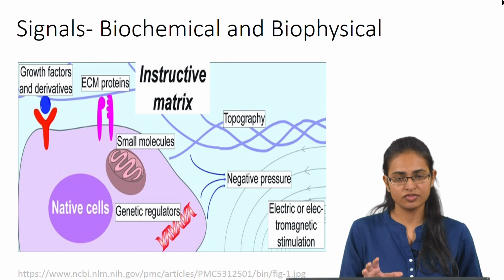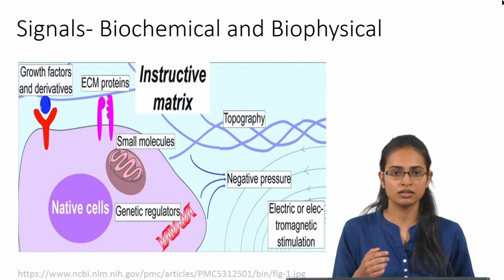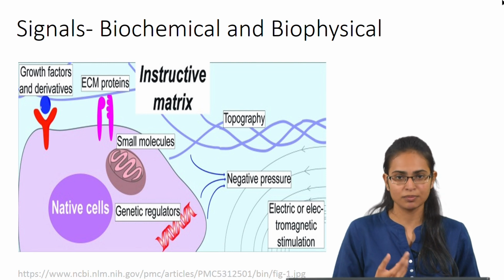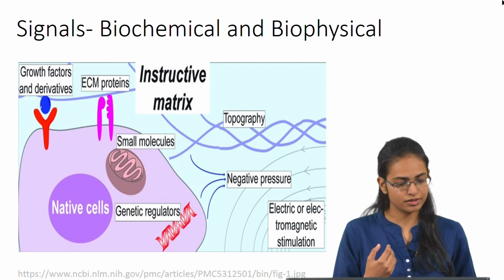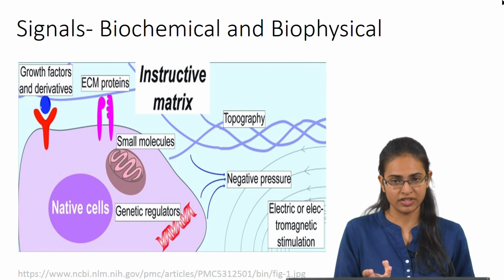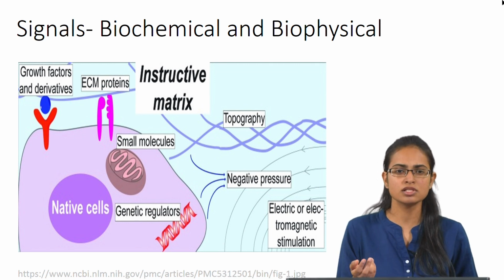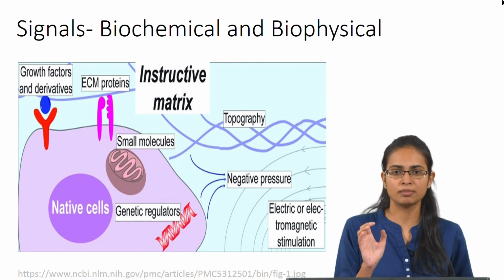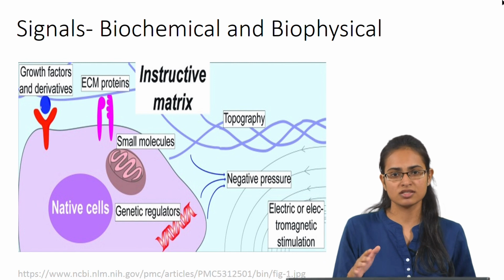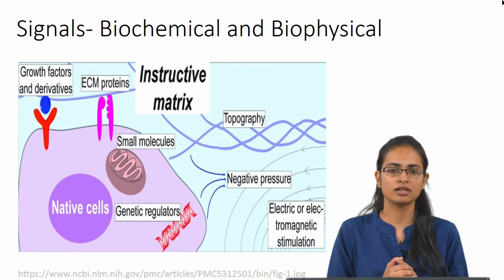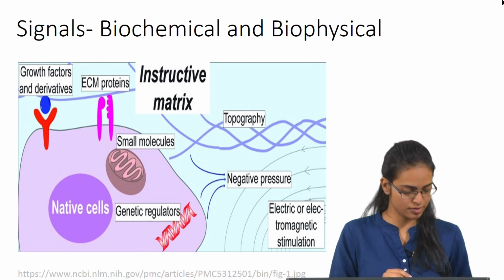So, these are the different signals that can be given to the graft. Some of these are biochemical signals that are growth factors and derivatives, the ECM proteins, small molecules, genetic regulators, and on the right you can see the biophysical signals such as the topography of the matrix, application of negative pressure, electric or electromagnetic stimulation.